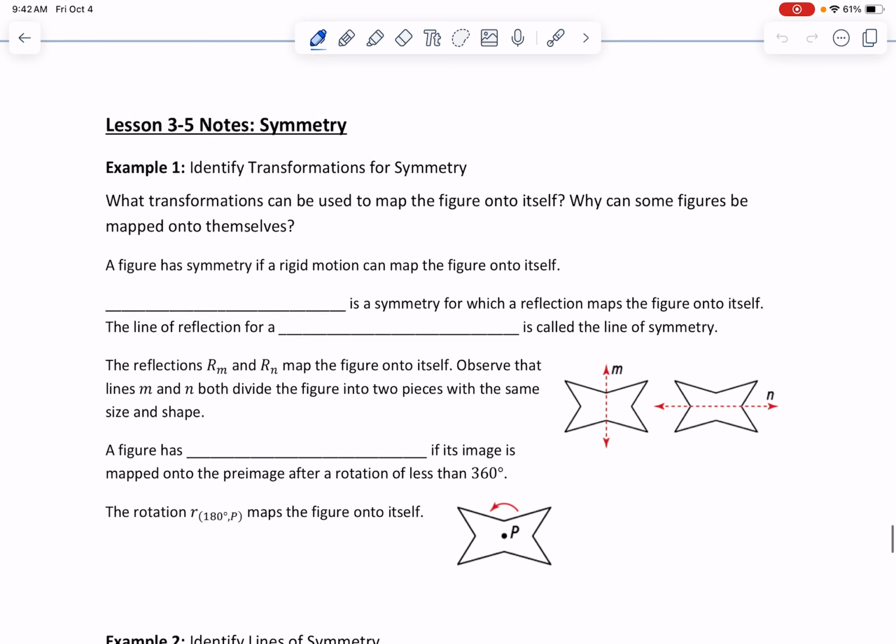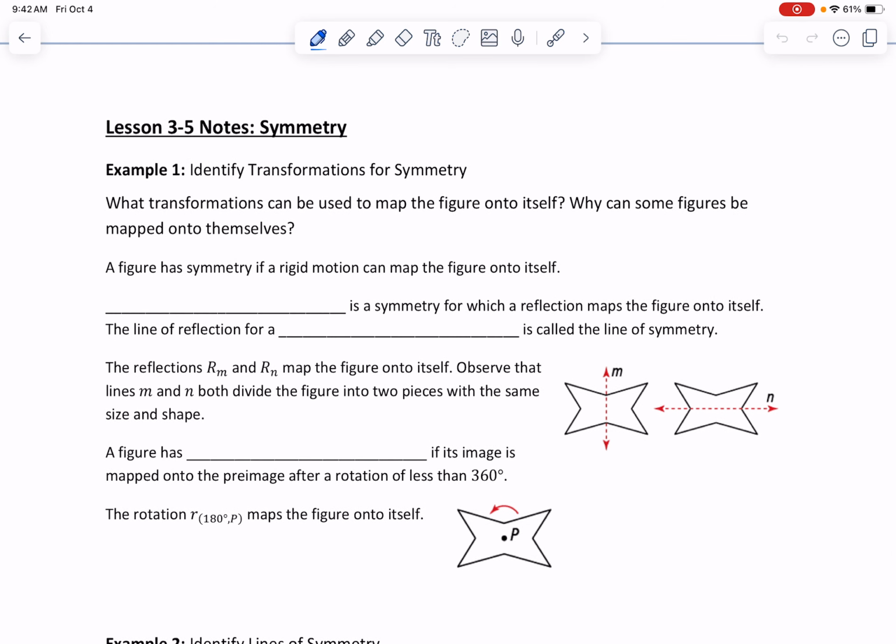Okay, so let's start off with what is symmetry. Symmetry is basically where you are able to fold stuff in half and it be equal on both sides. So what we're going to talk about today is what are lines of symmetry, okay?